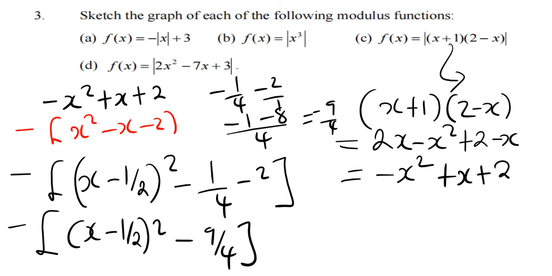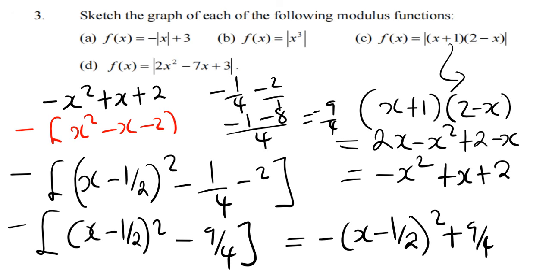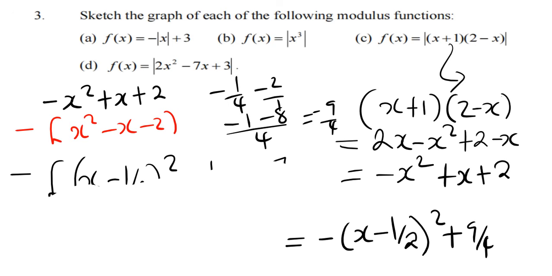Then don't forget to have a negative that is multiplying with everything that is in the bracket. So this is already in a bracket, so the negative is just going to be outside. So in this case, what then are we going to have? We're going to have negative x minus half, this is squared, plus 9 over 4. Right, because this negative is also going to multiply with the negative there. So this is what we have as for now as our final equation.